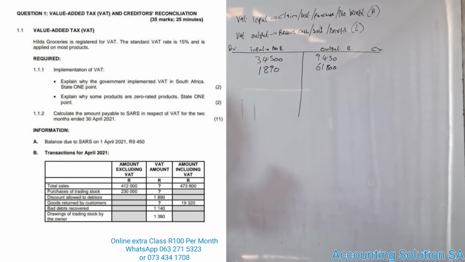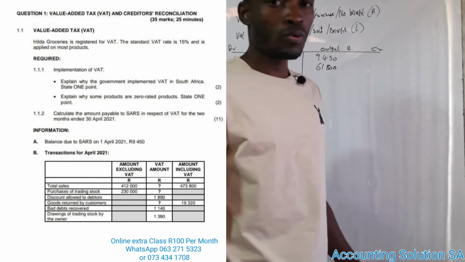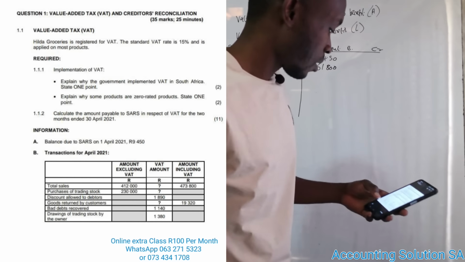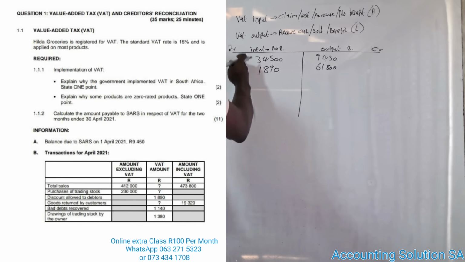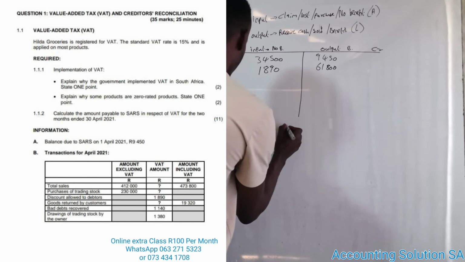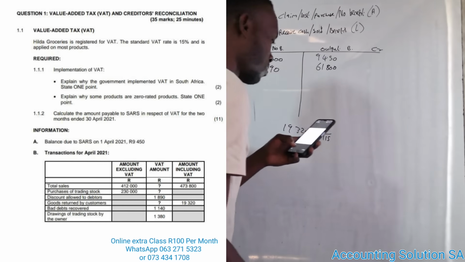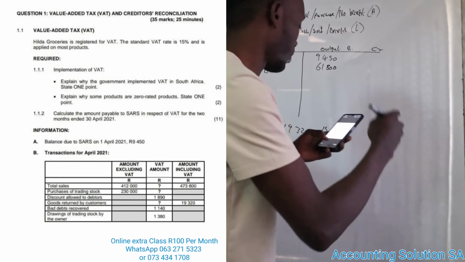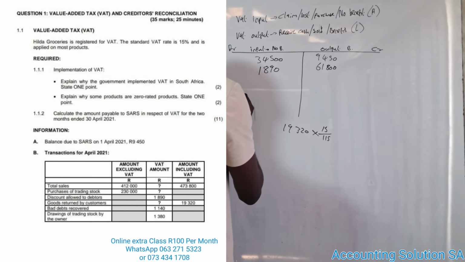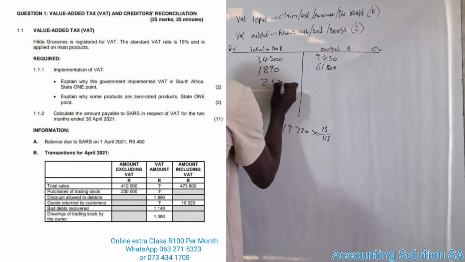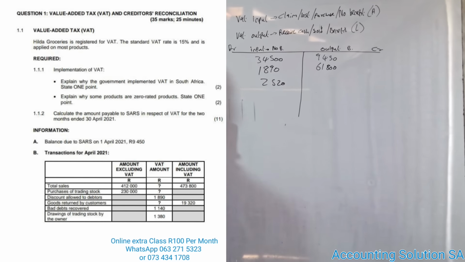Okay. Then the other one, goods returned by the customer. If the customer returned goods, guys, did we benefit? Oh, we didn't benefit because the customer returned goods, which means that we have to give him his money back. So no benefit there, so it's input. Okay, the amount that we are given is inclusive. So here we have to say 19,320 multiplied by 15 over 115. Why 115? Because we are given an inclusive amount, not exclusive. And it's going to give you 2,520. Simple.